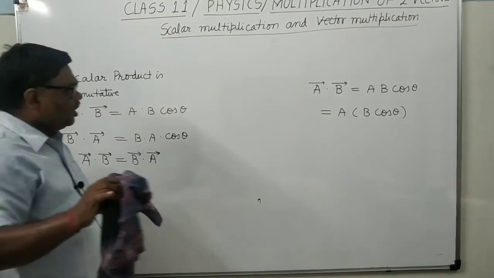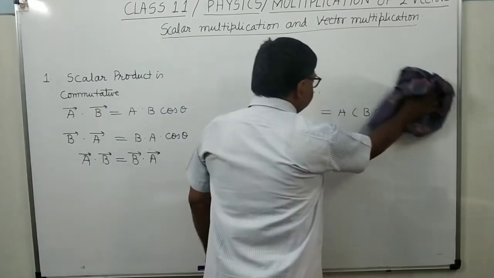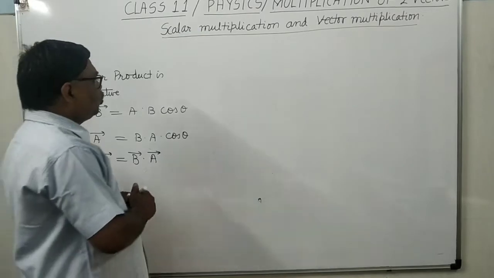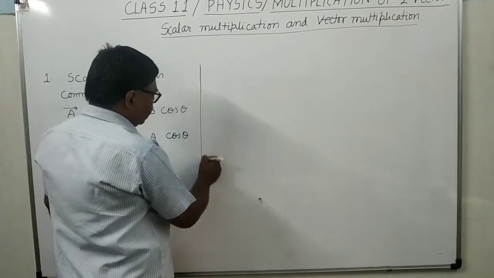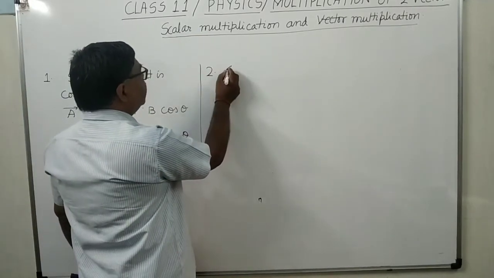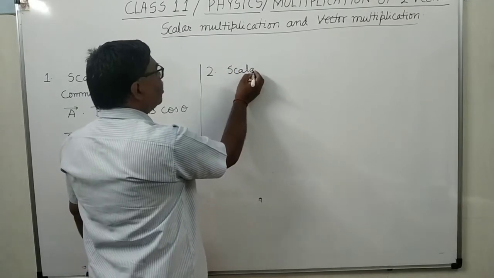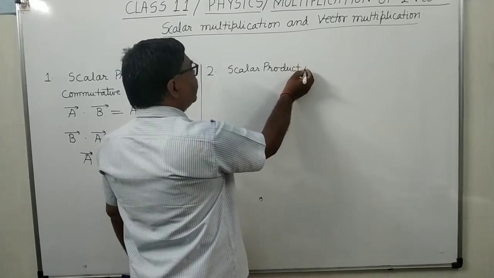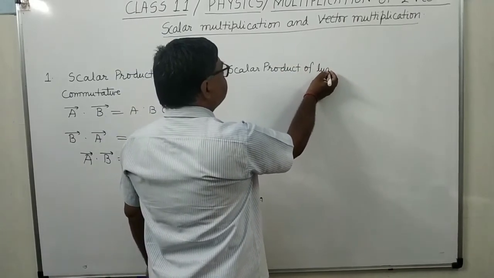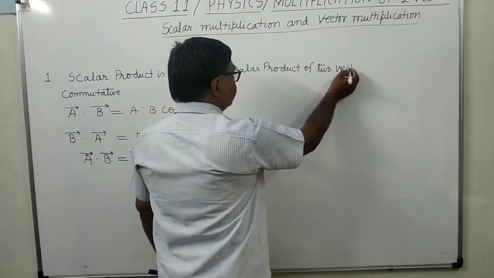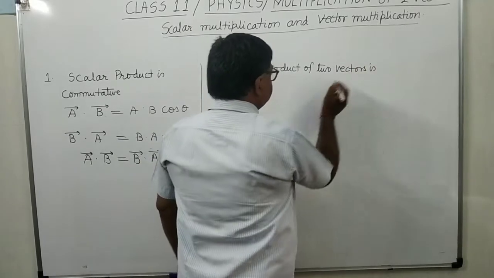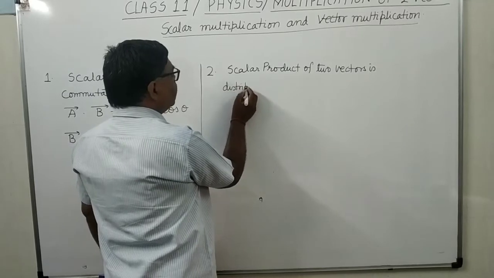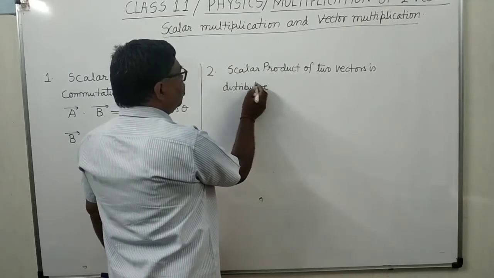It is clear? There is one more property, that is scalar product of two vectors is distributive over addition. Here, second property: scalar product of two vectors is distributive over addition.